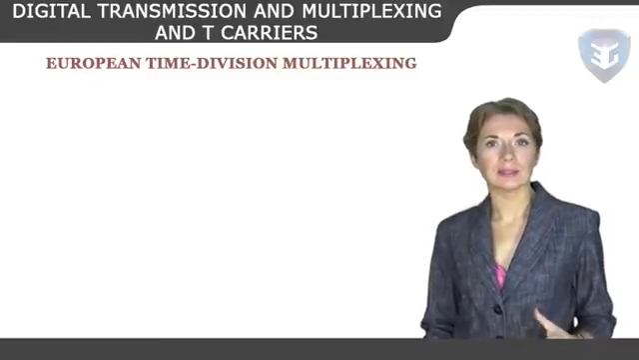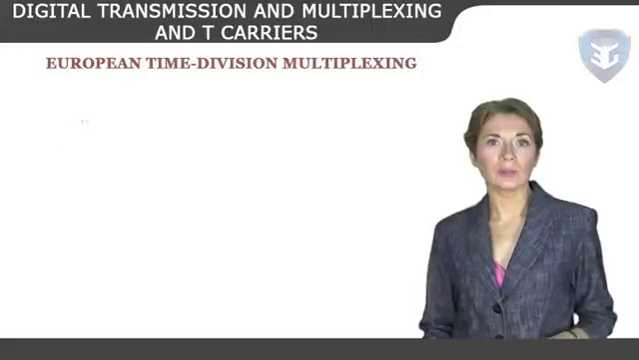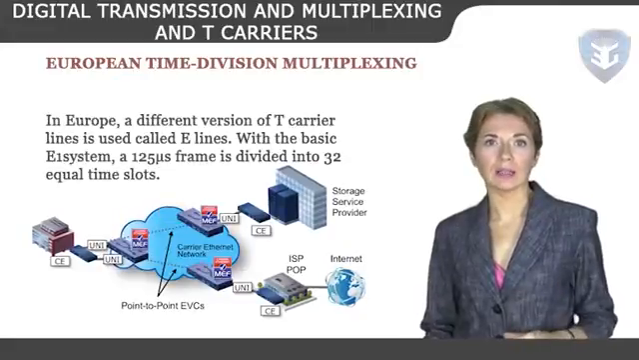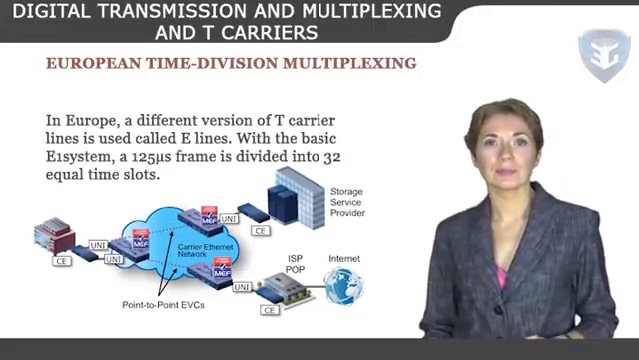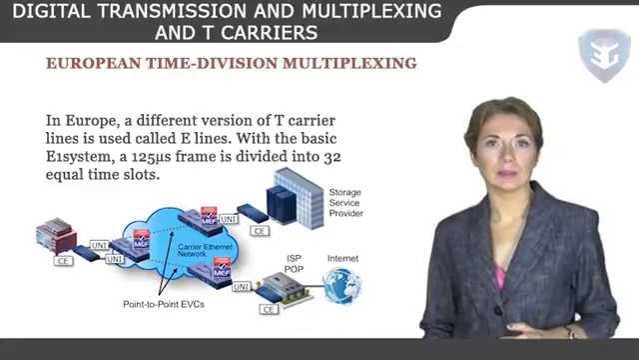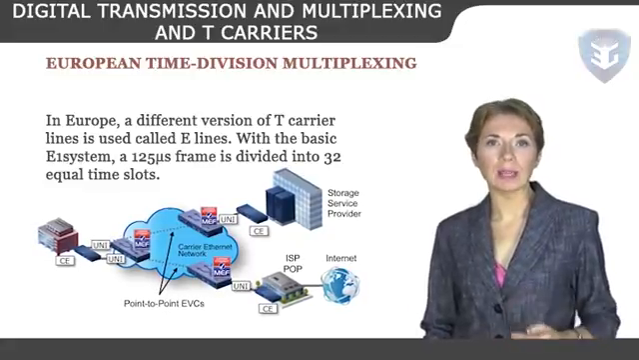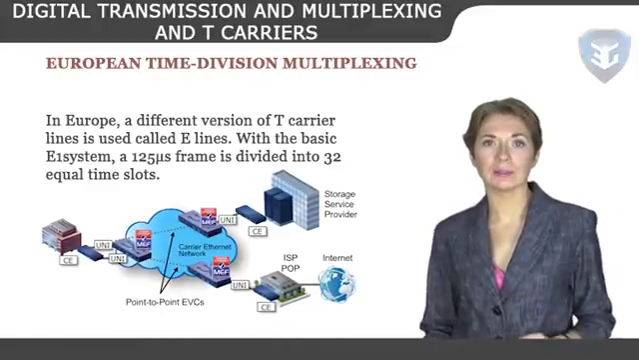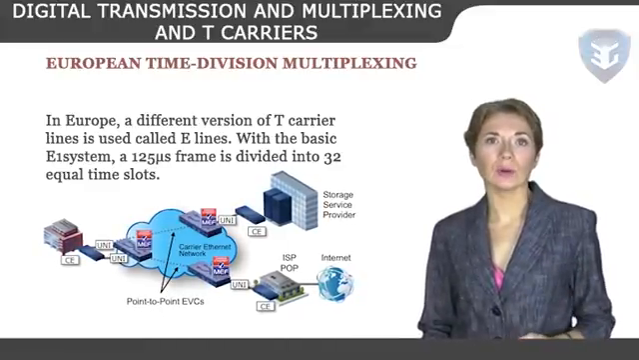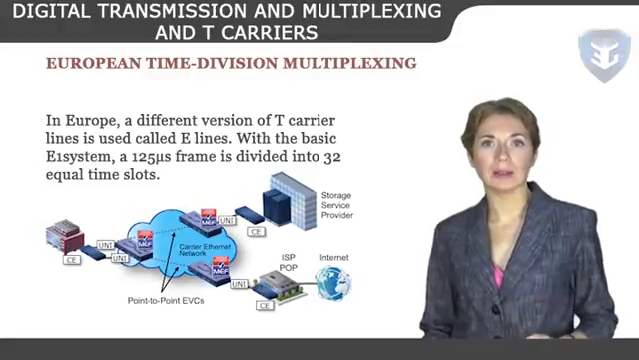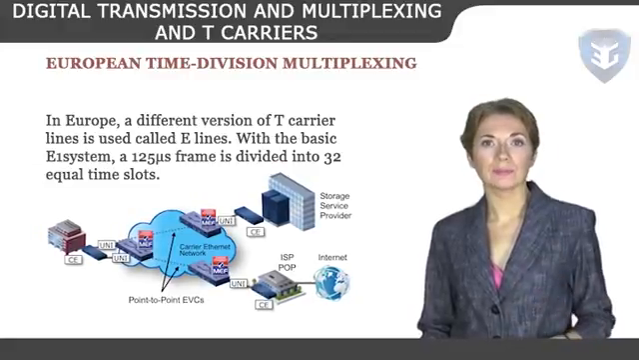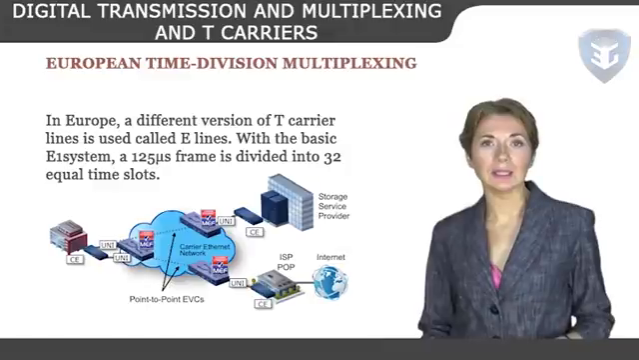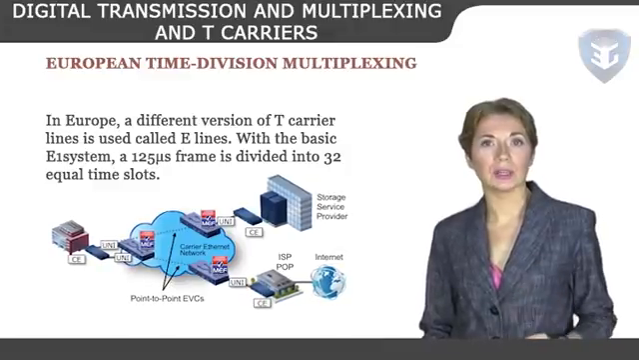Now we will discuss European time division multiplexing. In Europe, a different version of T-carrier lines is used called E-lines. With the basic E1 system, a 125 microsecond frame is divided into 32 equal time slots. Time slot 0 is used for a frame alignment pattern and for an alarm channel. Time slot 17 is for a common signaling channel, or CSC.